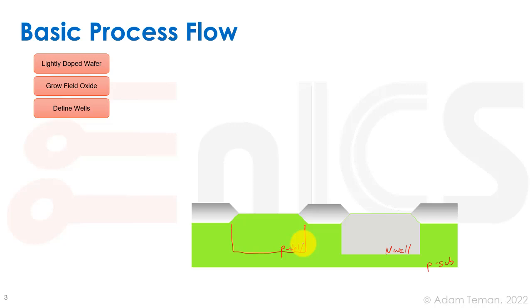But again, the P well is connected to a P substrate, so this is really an ohmic type of contact. There's a short between there, whereas here we're going to have a p-n junction diode, which we can reverse bias and make sure we're isolated from the substrate.